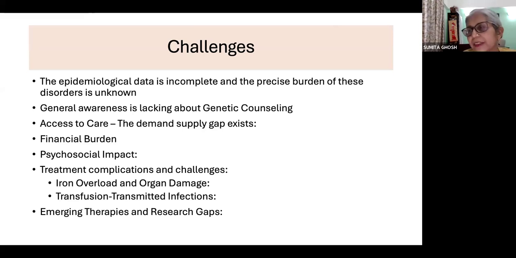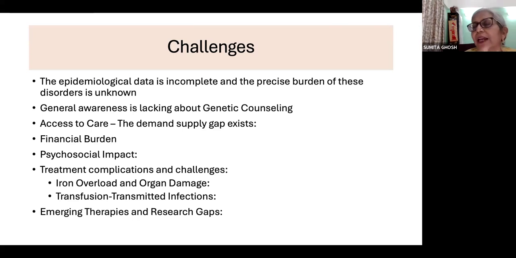General awareness is lacking about counseling, and the expertise to do the genetic counseling, as we saw the complexity of the situation, who can have the child, who cannot have the child, where the probabilities are more. So that kind of counseling expertise is not there. And also the demand is less.